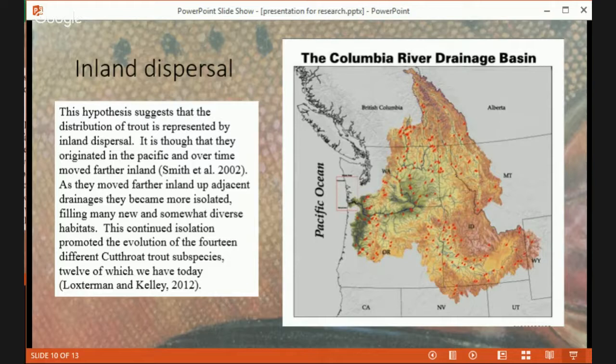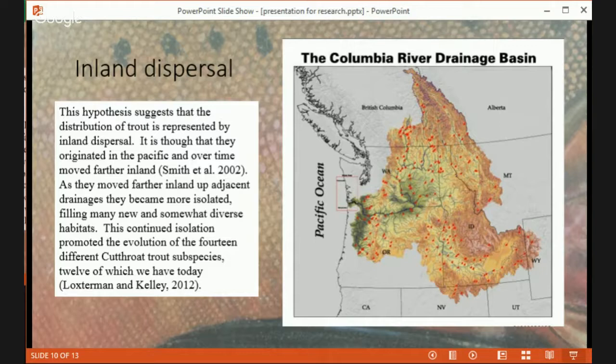So the idea is that as inland migration of this ancestor occurred, as migration occurred up different drainages, up different river systems, that would provide the isolation mechanisms necessary for divergence. So I can't really show you on this map very well. I tried to figure out how to draw as we talked, but there's several different river systems that drain through the Columbia River system, which this is a map of the Columbia River drainage basin. And there's a river called the Clearwater River and the Salmon River and there's also the Snake River.